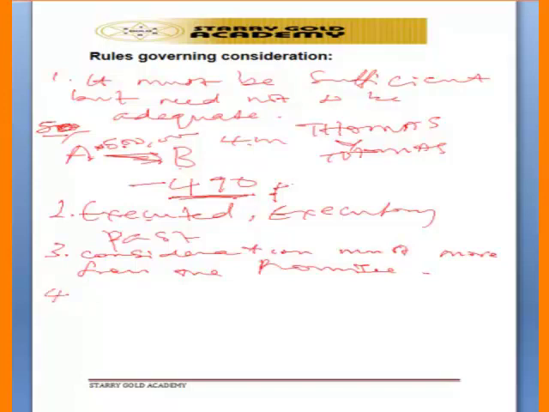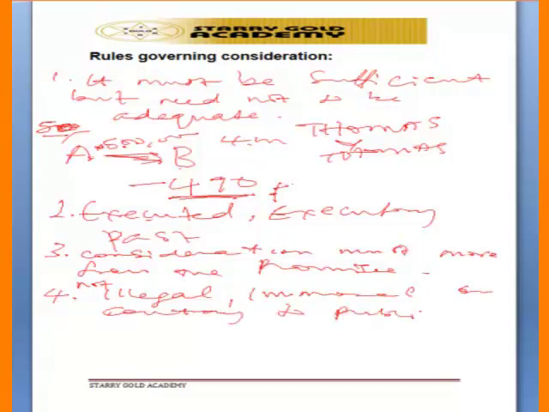Then number 4, consideration must not be illegal, immoral, or contrary to public policy. Take for example, if Mr. A gives money to Mr. B, and Mr. B promises to supply cocaine, so it is illegal. That supply of cocaine is an illegal consideration.